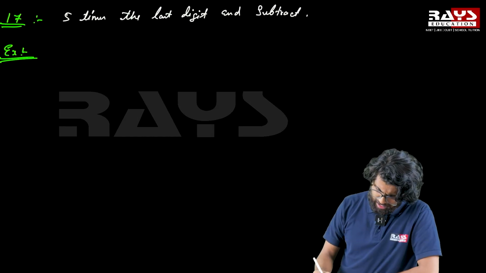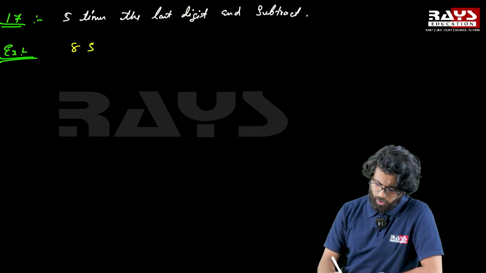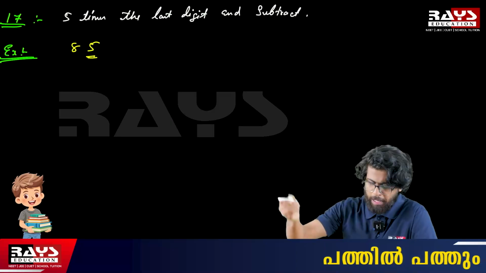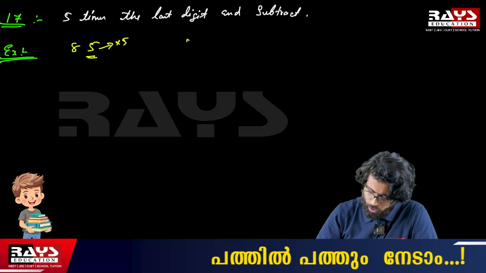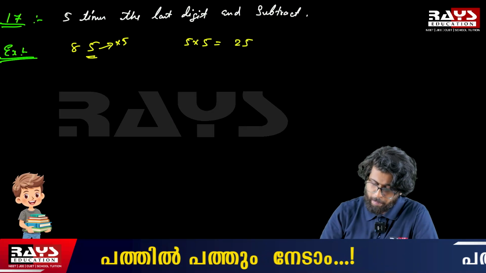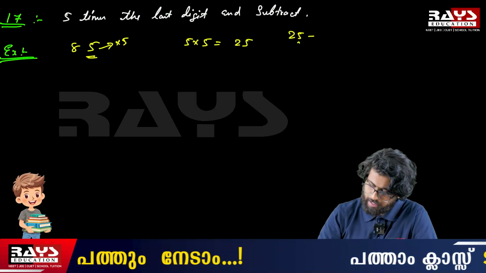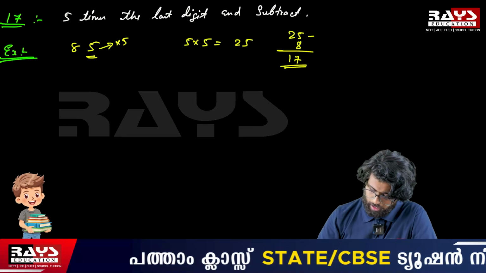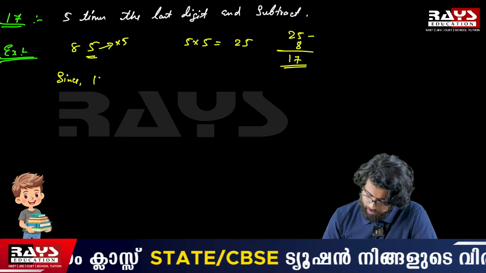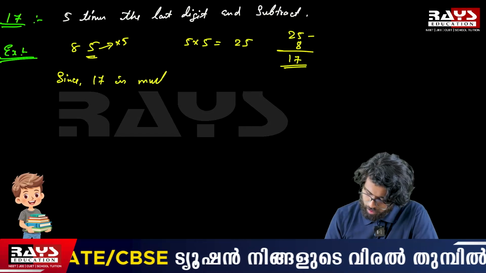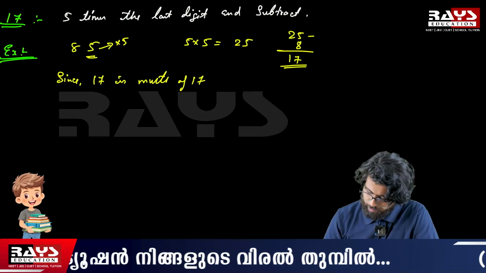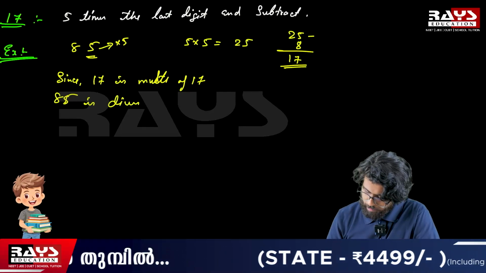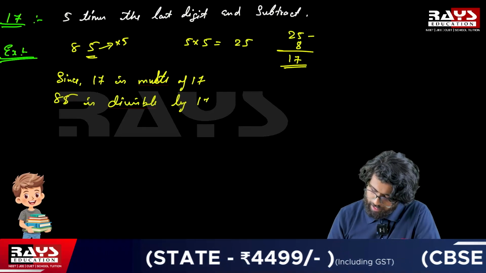Example: I know 85 for sure, but I am taking 85 anyway. Take out the last number and multiply it by 5. 5 times 5 is 25, and you have to subtract the rest. So 25 minus 8 will give you obviously 17. So since 17 is a multiple of 17, 85 is divisible by 17 as well. I hope it is very clear.